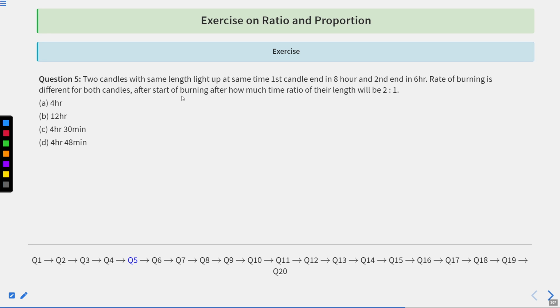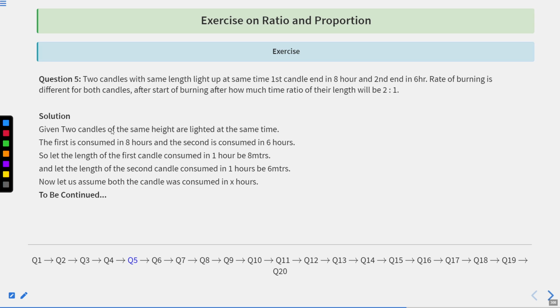Two candles of the same length are lit at the same time. The first candle ends in 8 hours and the second ends in 6 hours. The rate of burning is different for both candles. After the start of burning, after how much time will the ratio of their lengths be 2:1?